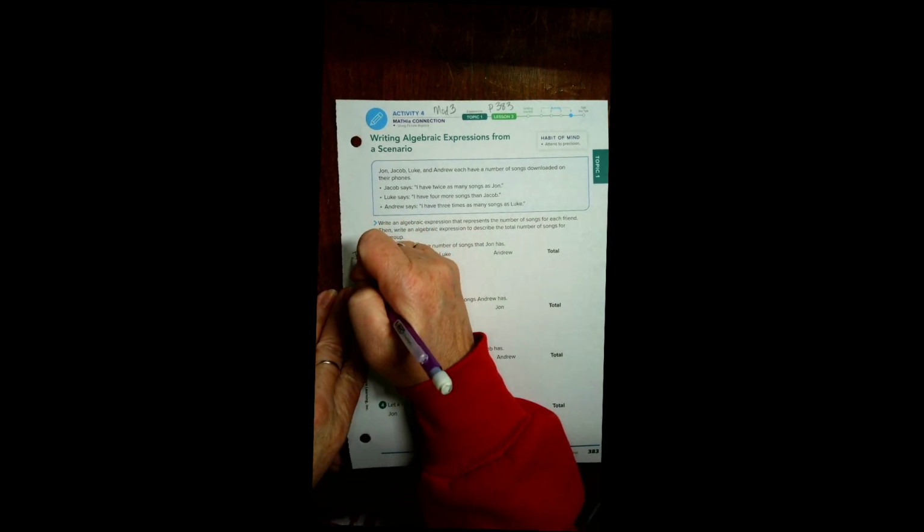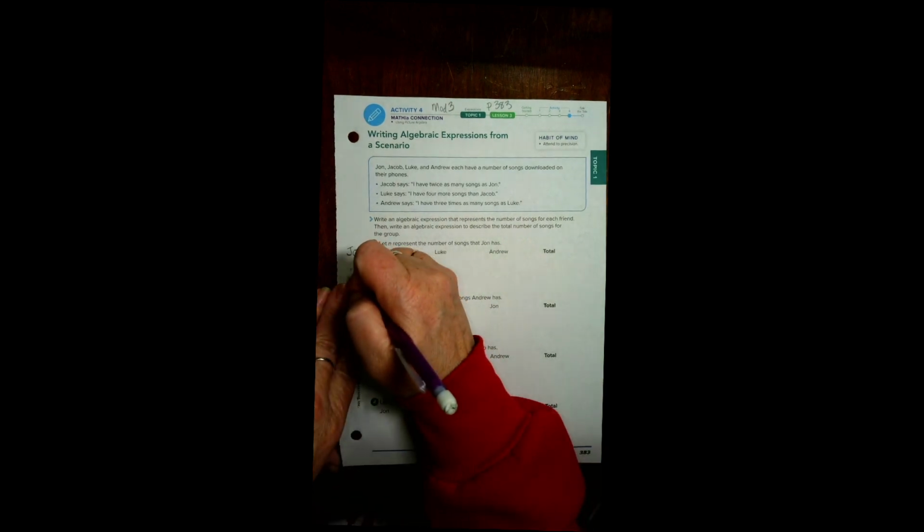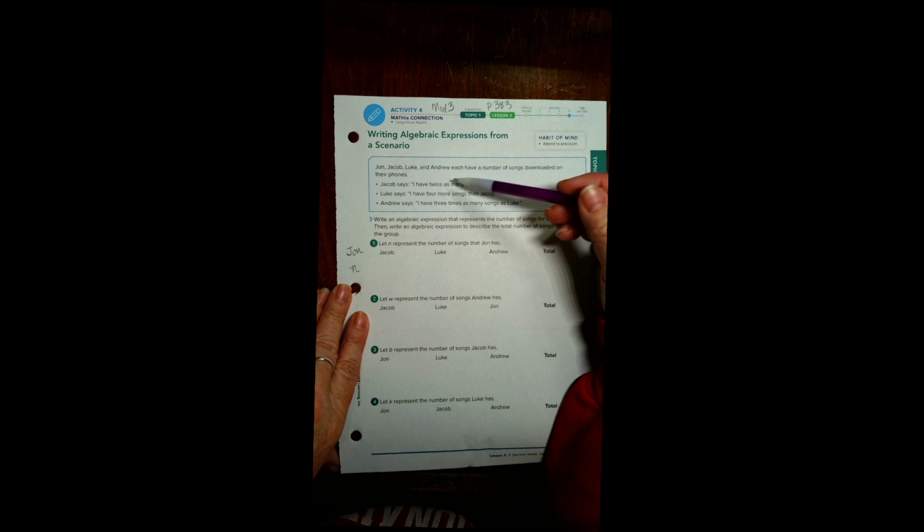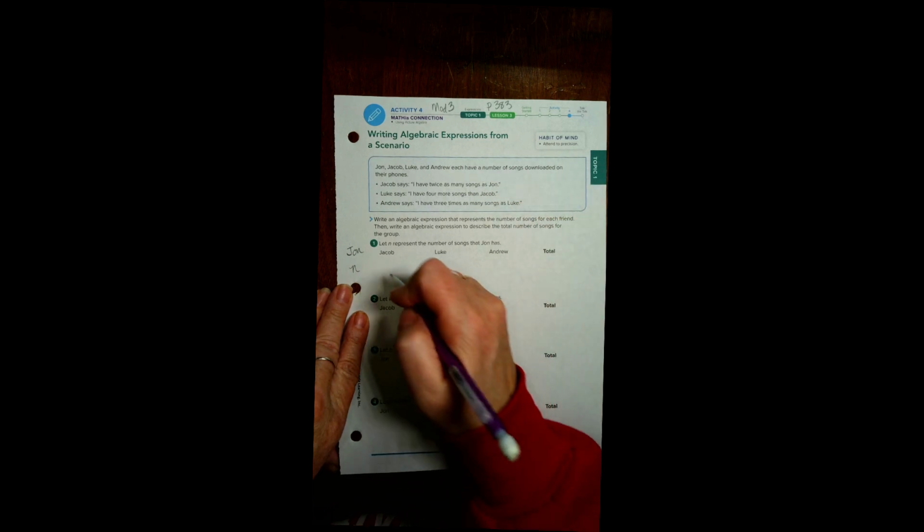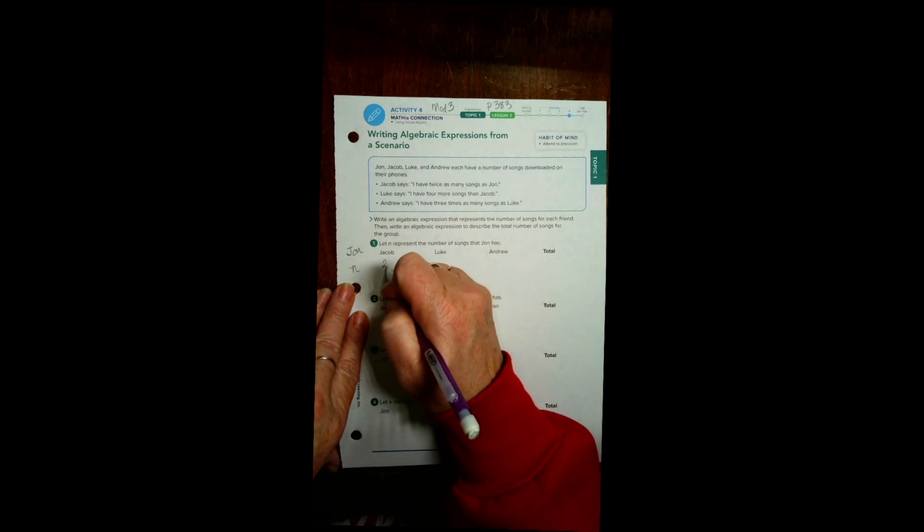So number 1. Let n represent the number of songs that John has. So they didn't give us a column here for John. They should have. So we're just going to write John here. And they're telling us John is n. Okay, so Jacob says, I have twice as many songs as John. So twice as many would be 2 times n.